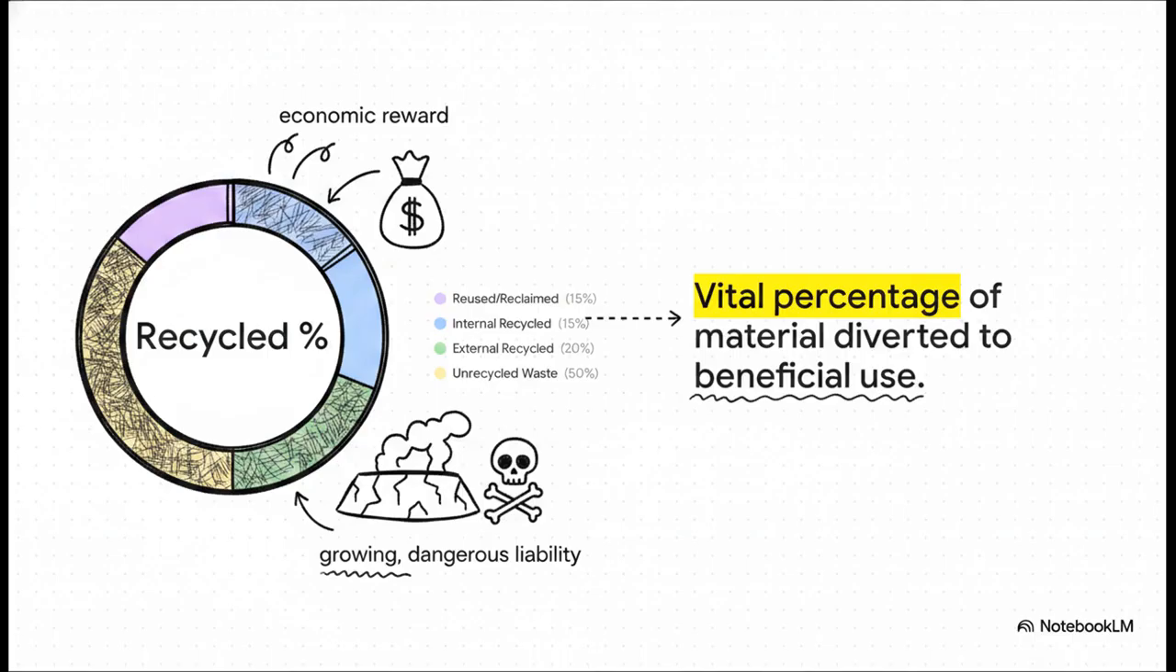Once you add up the weight from those three actions, reused, internally recycled, and externally recycled, you divide that sum by the total metric tons generated. That gives you the golden number, the percentage of materials successfully diverted to beneficial use. If a company has a high percentage here, it means they are successfully flipping an environmental risk into an economic reward. But if a huge chunk of that waste remains unrecycled, that is a massive, growing, and frankly dangerous liability just sitting squarely on their balance sheet.